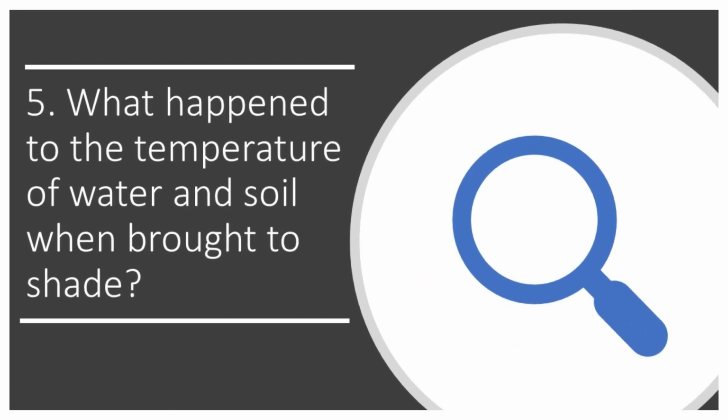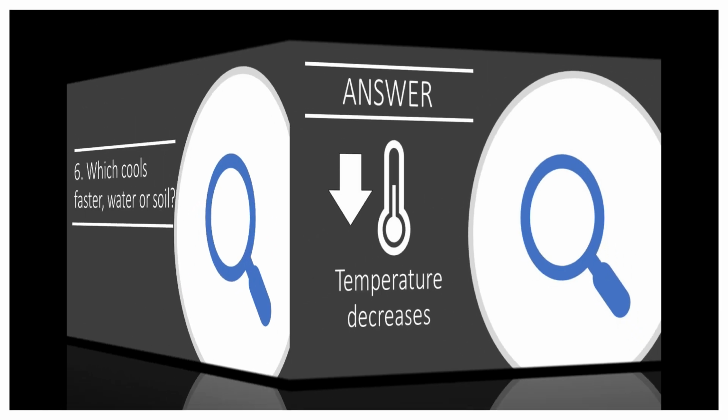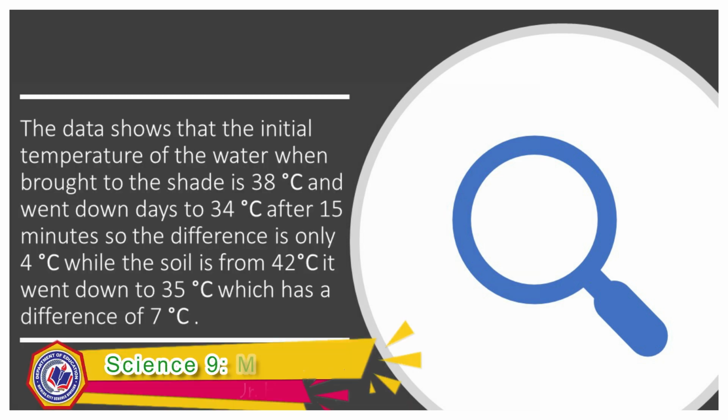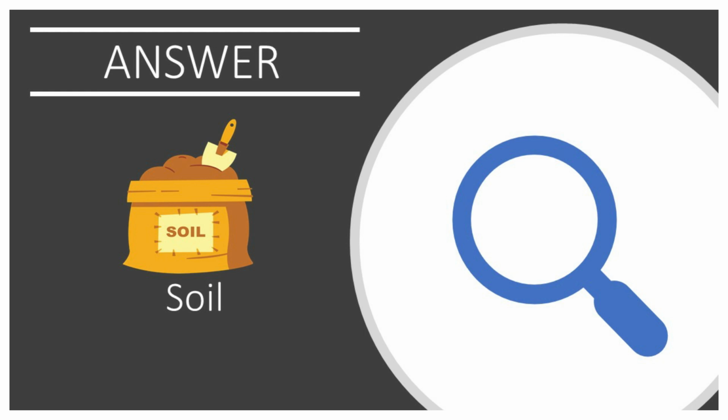Now, what happened to the temperature of the water and the soil when brought to the shade? Bringing them into the shade makes its temperature decrease. So which cools faster, water or soil? The data shows that the initial temperature of the water when brought to the shade is 38 degrees Celsius and went down to 34 degrees Celsius after 15 minutes. So the difference is only 4 degrees Celsius. While the soil is from 42 degrees Celsius, it went down to 35 degrees Celsius, which has a difference of 7 degrees Celsius. This means that the soil cools faster than the water.